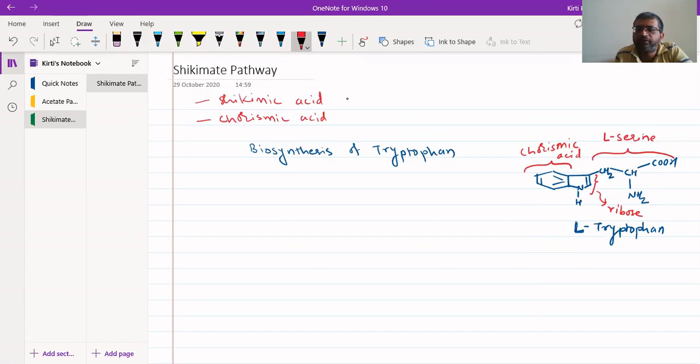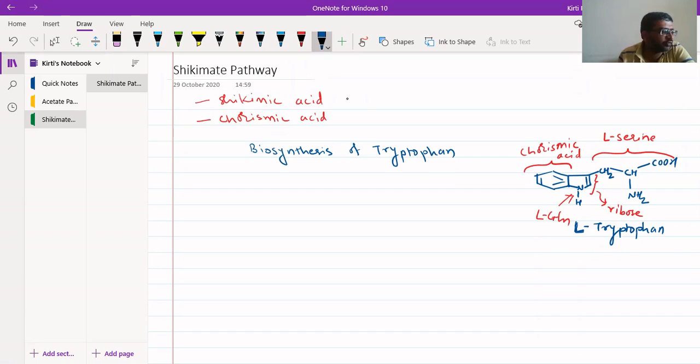This six-membered ring will be coming from chorismic acid. This nitrogen will be donated by L-glutamine. So there are four things that are being used here: chorismic acid, L-glutamine, ribose, and serine in order to biosynthesize this tryptophan. So we'll see first it will be from chorismic acid.